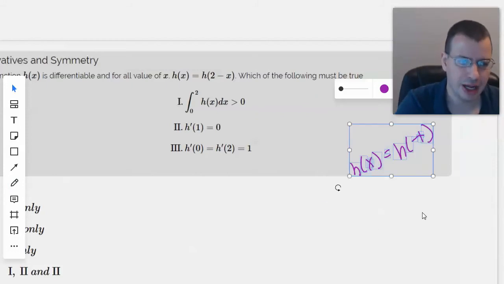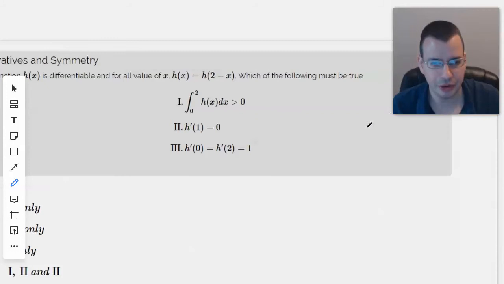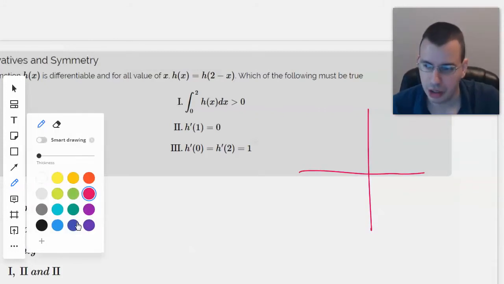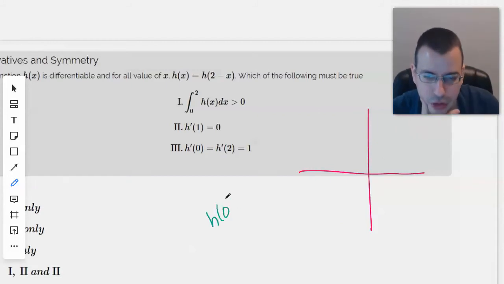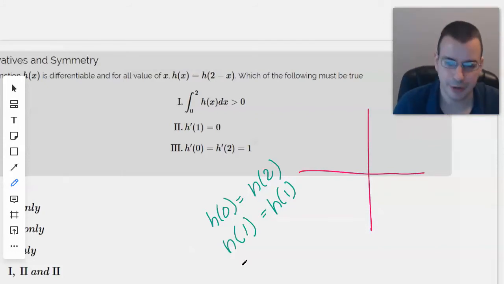So I'm just going to graph it out. You're like, what? We don't know anything about it. That's true. But that means we can be pretty generous on what we draw. So if we plug in, let's say, h of 0, that should equal h of 2. If we plug in 1, that'll be equal to h of 1. And what I'm doing is just plugging the numbers in there.